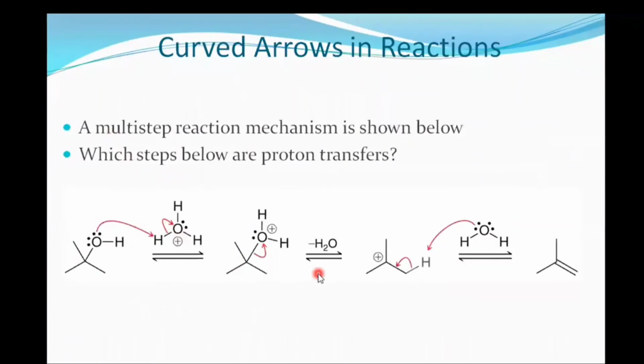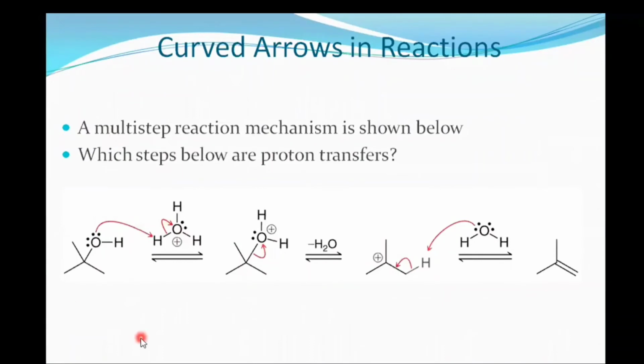A multi-step reaction mechanism is shown. Can you tell which two steps in this reaction are proton transfer reactions? Yes, we can easily tell which are acid and which are base species, and which are the conjugate acid and base pairs of these acids and bases.